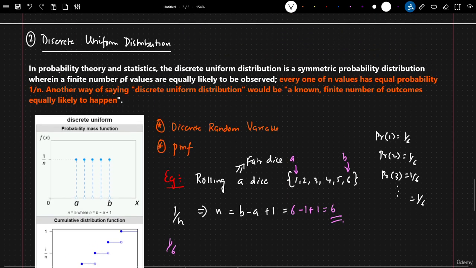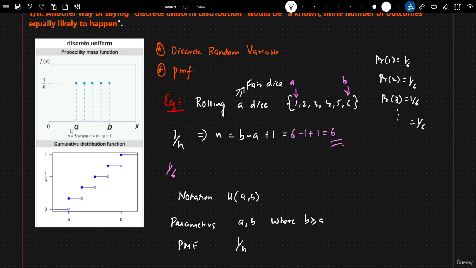So with respect to the definition, in probability theory and statistics, the discrete uniform distribution is a symmetrical probability distribution wherein a finite number of values are equally likely to be observed. Every one of n values has an equal probability 1 by n. Another way of saying it is a finite number of outcomes equally likely to happen. Okay. So for every outcome, you'll have the same probability 1 by n. And this is how the entire diagram looks.